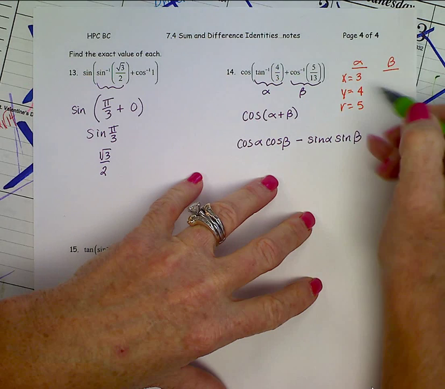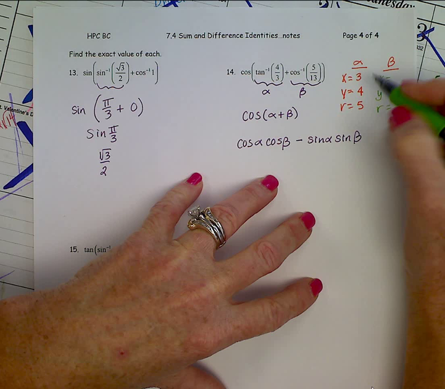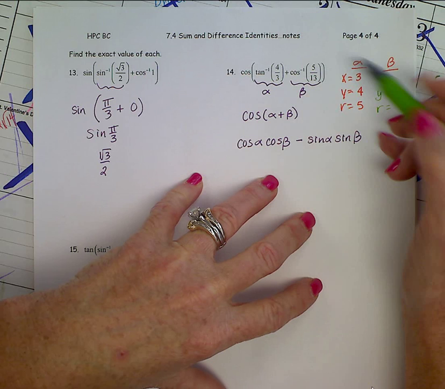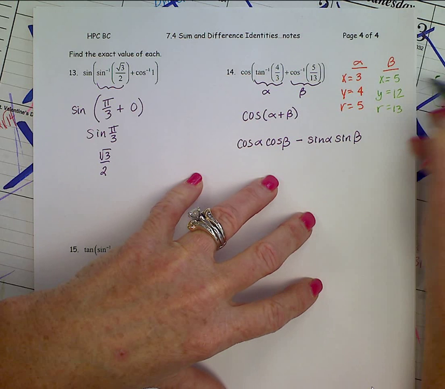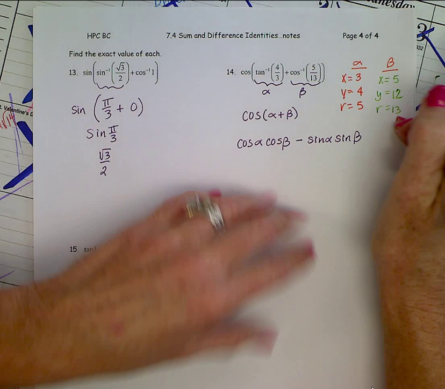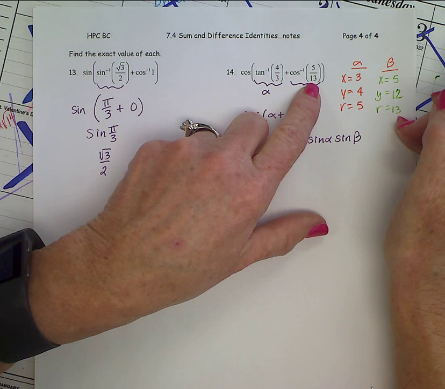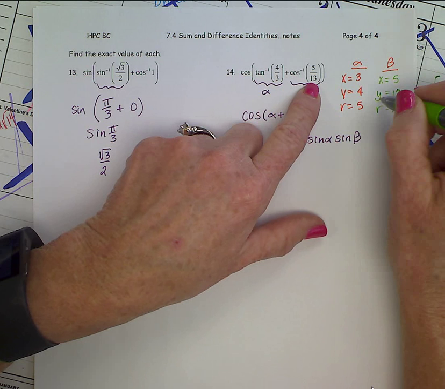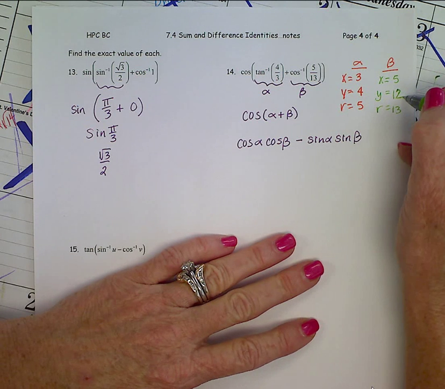Beta, its cosine is 5/13, x over r. That's a 5, 12, 13. We do need to consider, though, if that should be a positive 12 or a negative 12. And when we think about it, inverse cosine gives an answer in the first or second quadrants. And in the first or second quadrants, the y value is positive. So y is positive here, positive 12, not negative 12.